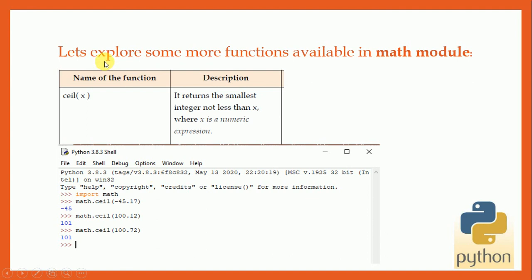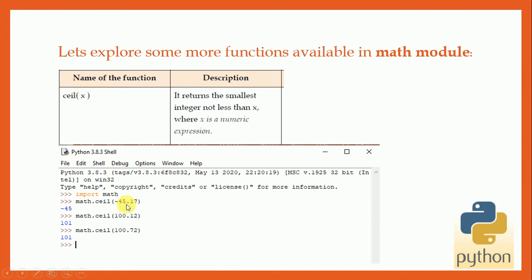Let's explore some more functions available in the math module. Okay. First one is ceil of x. It returns the smallest integer but not less than x. It will return the smallest integer but not less than this x. That is ceil of x.